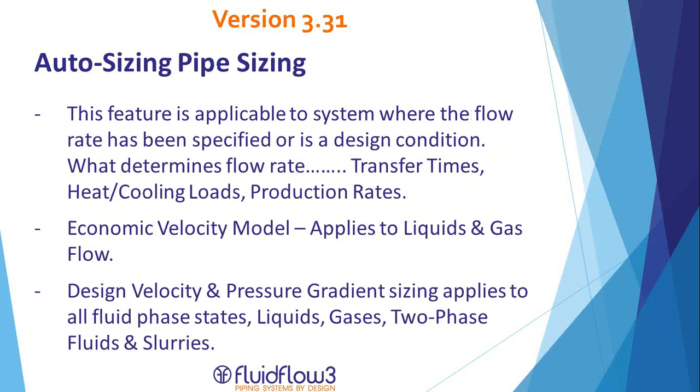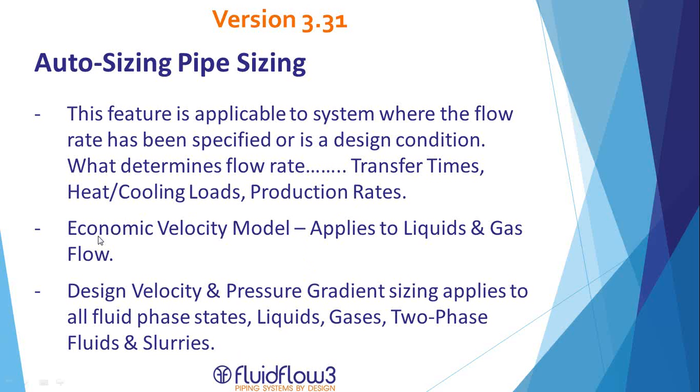So if we look firstly at auto pipe sizing, this feature is applicable to systems where the flow rate has been specified or is a design condition. And what determines flow rate? Well, sometimes we would have a transfer time, so we might have a need to, for instance, transport 500 meters cubed of fluid from A to B in 2 hours, so that would obviously equate to 250 meters cubed per hour. Often the heating or cooling load will dictate the design mass flow rate and production rates at various facilities.